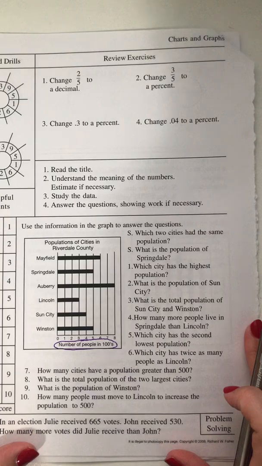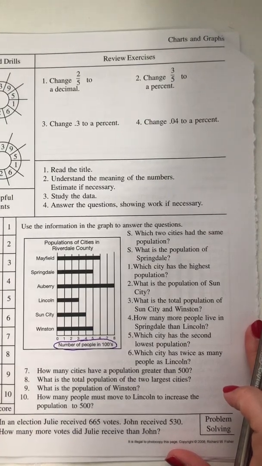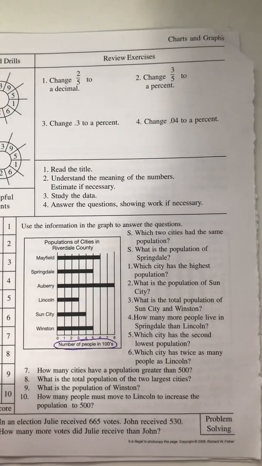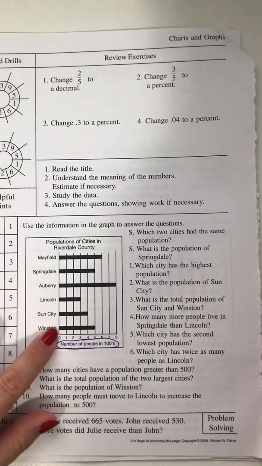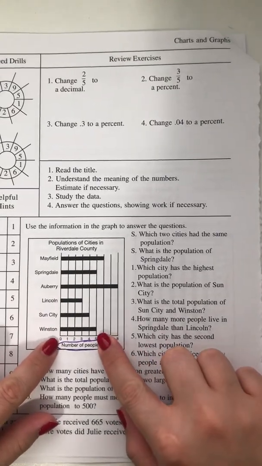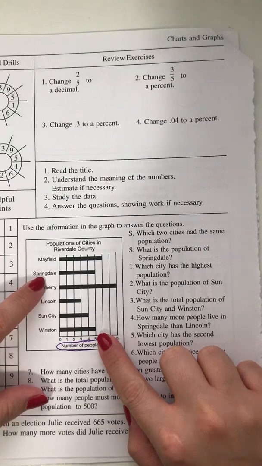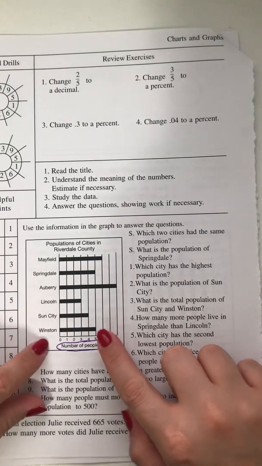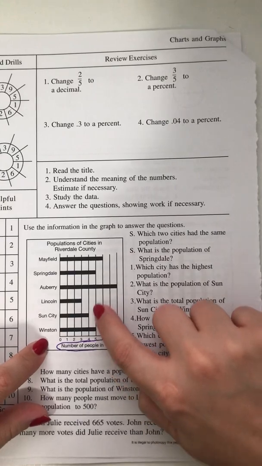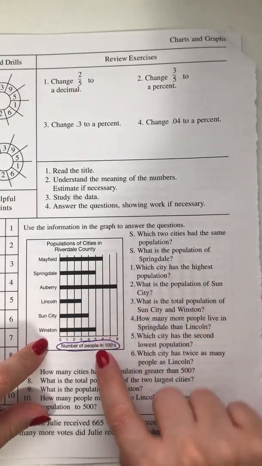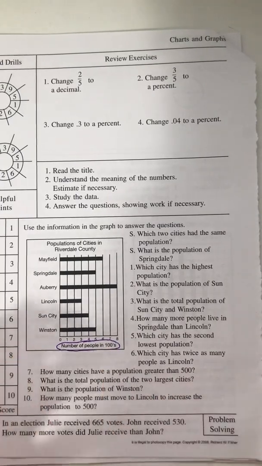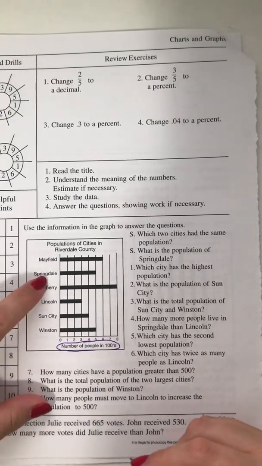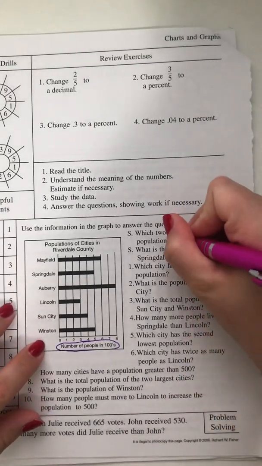So here for the first sample, it says which two cities had the same population. So we're going to take a look and see which of these two cities reaches the same number on the graph. And after we look carefully, we will notice that Springdale and Winston both reach 500. Remember, it's not just 5, but 500 because this is the people in hundreds. So we would write Springdale and Winston. Those are the two cities.